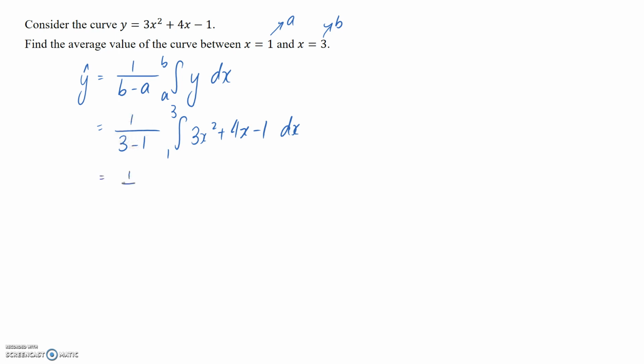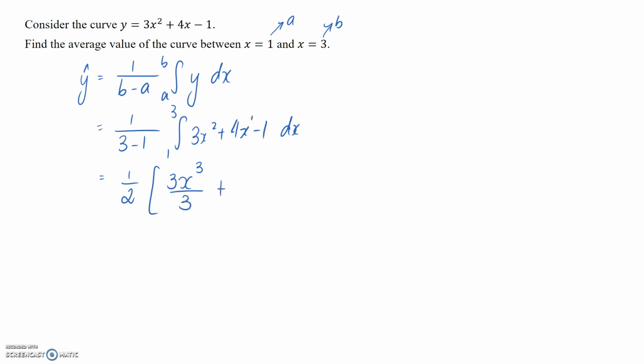So this here can simplify to just be 1 over 2, and now we probably want to actually integrate what's inside the integral symbol. So I'll pop a square bracket here and then we'll actually do it. It's just going to be the power rule that we have to apply. So 3 stays out the front, add 1 to the power, so the 2 goes to 3, and divide by the new power, which is 3.